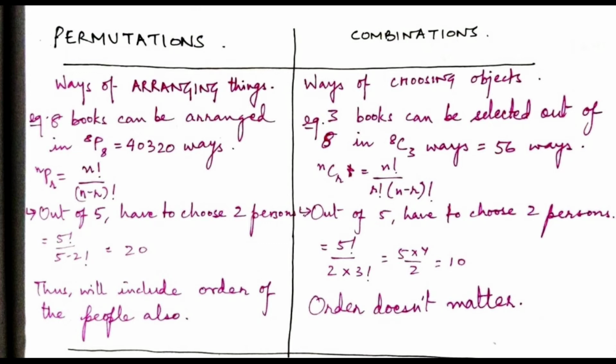So we can see that more arrangements are required in case of permutations. So this is how you can remember the fact that permutation includes order of the things also, order of the objects. And in combination, the order doesn't matter. Okay.